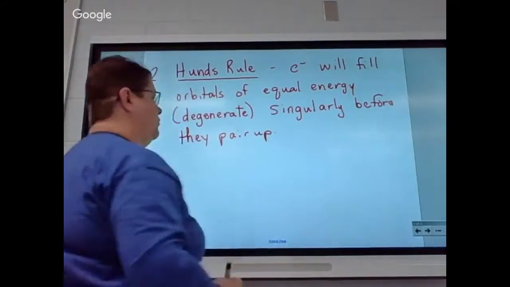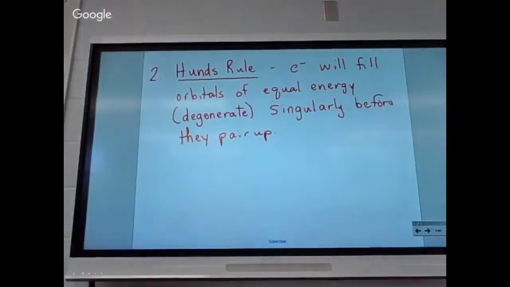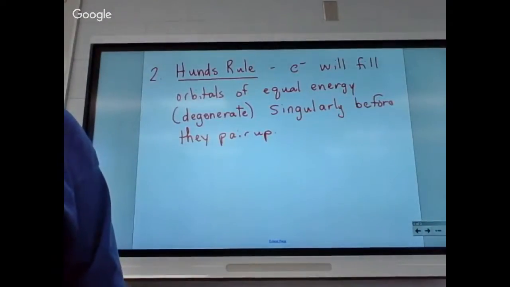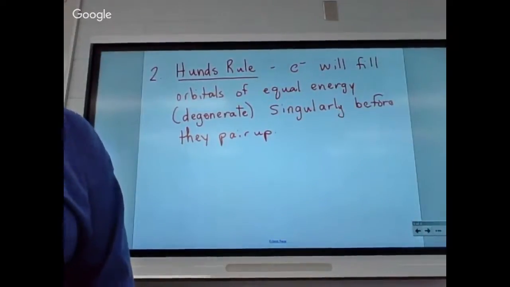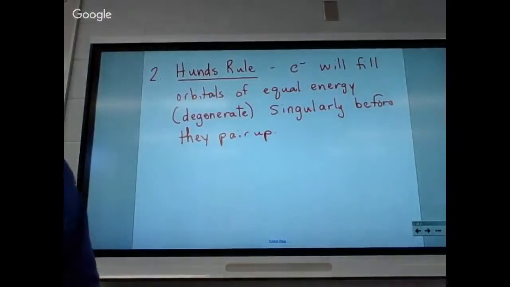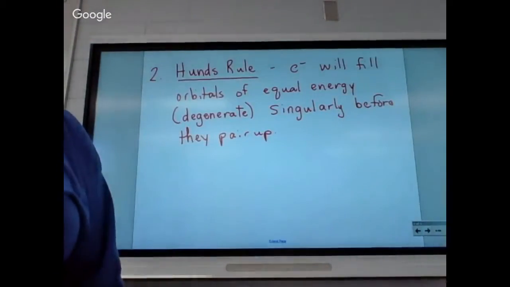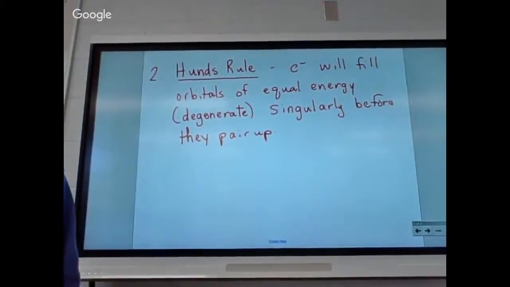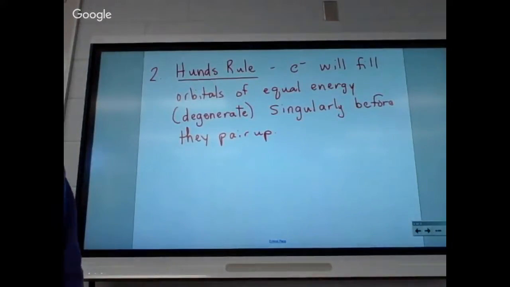Sort of like you guys who have siblings. Do you prefer to share a bedroom with your siblings, or do you prefer your own room? Electrons prefer their own room also. Now, sometimes, unfortunately, your parents had too many children. And what has to happen? You got to share a room. And sometimes atoms have too many electrons and they have to share hotel rooms, or orbitals.